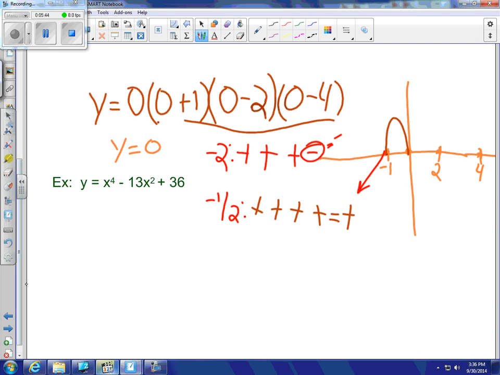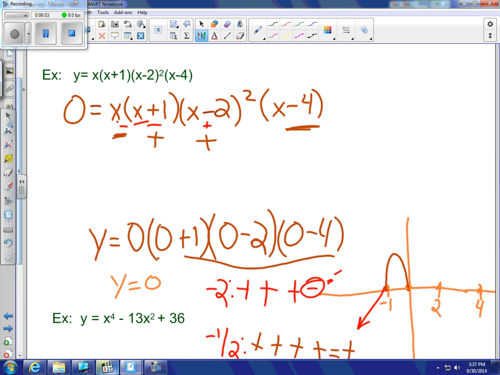Okay. So now we have that. Now we've got to pick a number in between these two points, right? So I don't know, pick 1. 1's easy, right? So you plug 1 into your equation, which is up here.